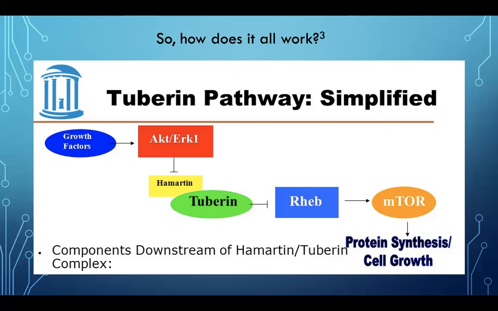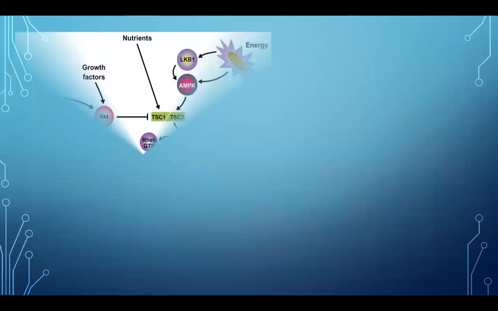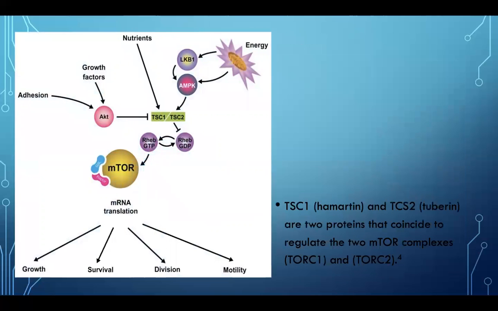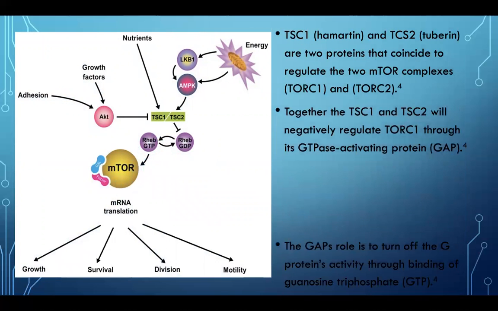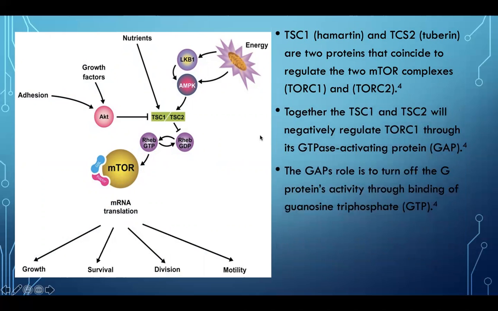To sum up, this whole chemical process is essential to the cell cycle, cell regulation, cell growth, and cell proliferation. I'll now begin to walk you through this next diagram, which really just helps to enhance everything we've covered. TSC1, hamartin, and TSC2, tuberin, are two proteins that coincide to regulate the two TOR complexes, TORC1 and TORC2.